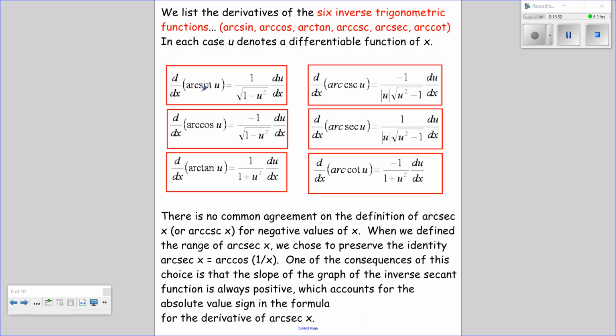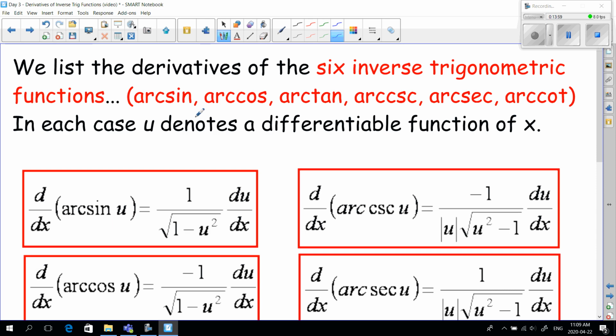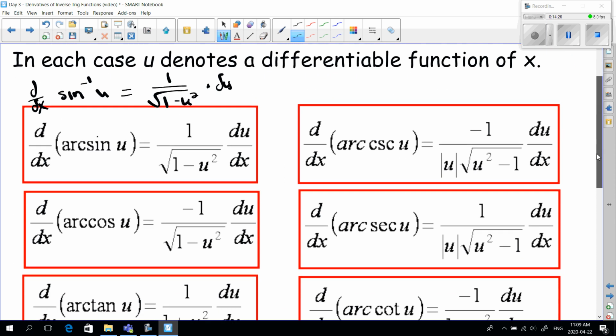Here are the other 4. So arc sine, that just means inverse sine u. So the derivative of inverse sine u is equal to 1 over the square root of 1 minus u squared times du. And here are the others.